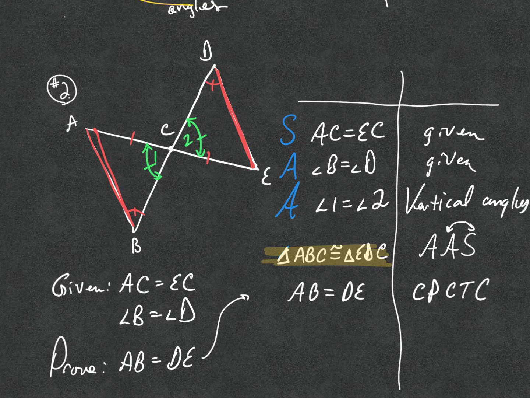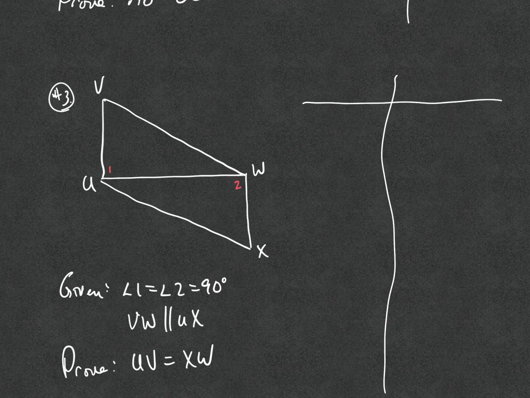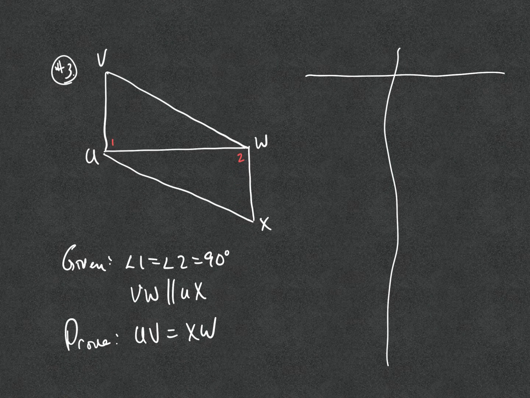Okay? Another example right here. Again, feel free to pause the video and get the diagram down, get the given and the prove down. Once you're ready, hit play again. And like usual, I'll get you started with the given information. So angle 1 equals angle 2, each equal to 90 degrees. Like usual, I'll put that given in red. Angle 1, angle 2 is 90 degrees.